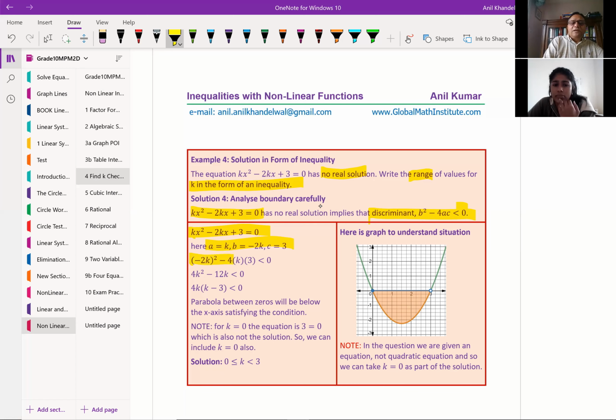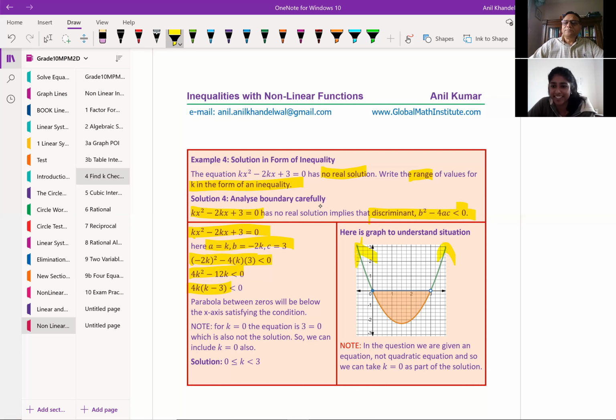When you substitute these values, for b squared minus 4ac, you get this particular inequality, less than 0, because we do not want any real solution. Perfect. Now, when you solve this, it can be factored as 4k times (k minus 3) less than 0. That means we have a leading coefficient positive, right? K is positive. So it is a parabola which is opening up as shown to you. Now, can you tell me the solution of this particular inequality, Amy?